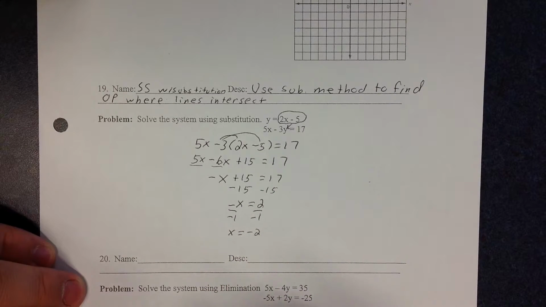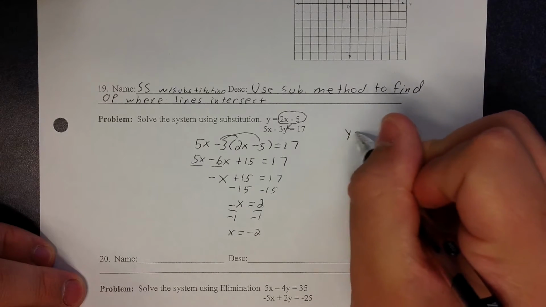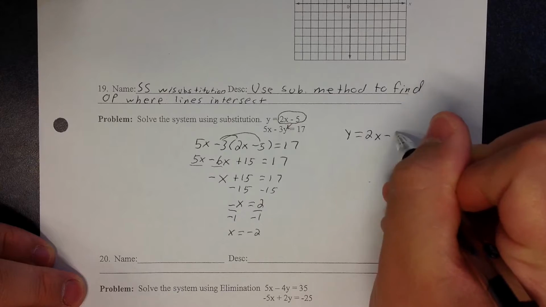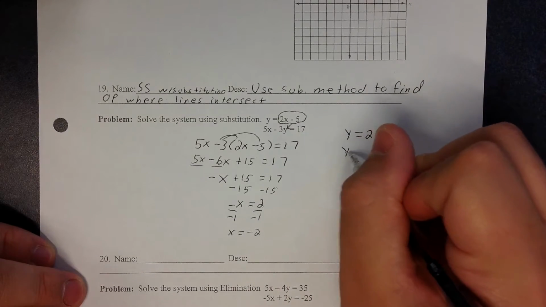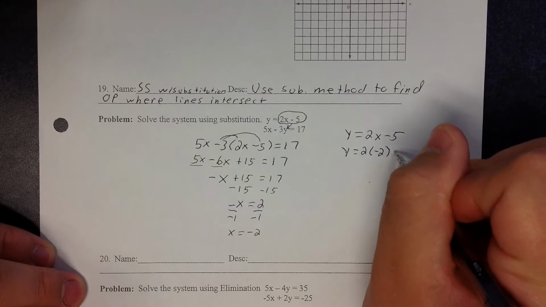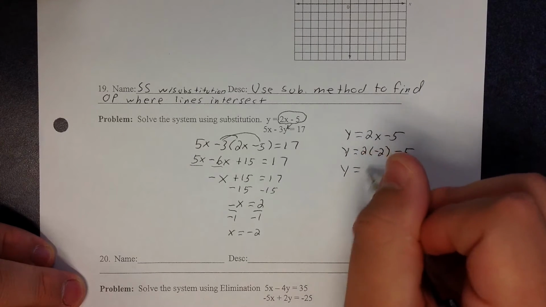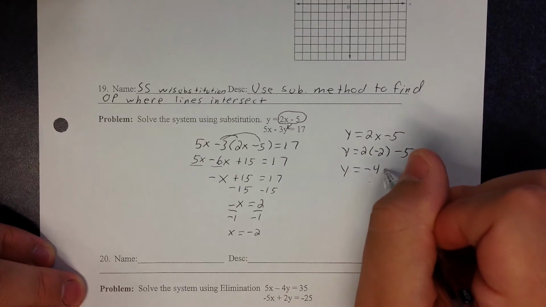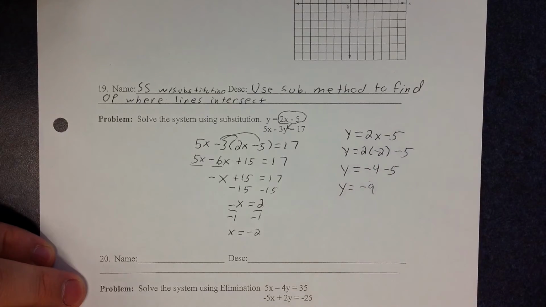So that gives me one variable. But again, it's a system. We're trying to find an ordered pair, so I got to find both the x and the y. So I use my equation that I used for the substitution. So y equals 2x minus 5. Well, now I know x is negative 2. So I can say, okay, y equals 2, put in negative 2 for x, minus 5. 2 times negative 2 is negative 4 minus 5. And negative 4 minus 5 is negative 9.